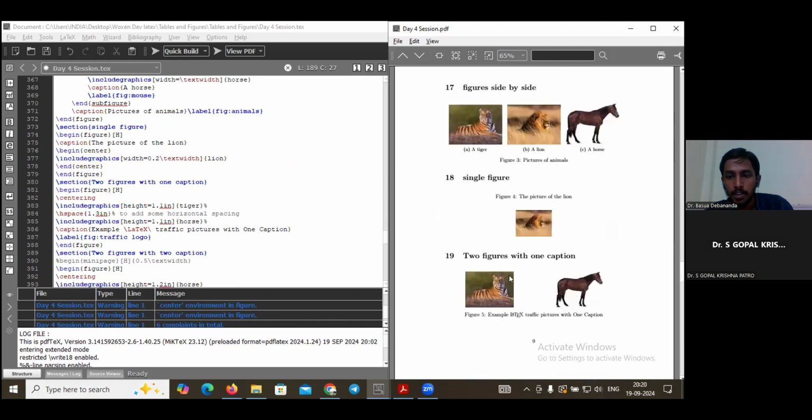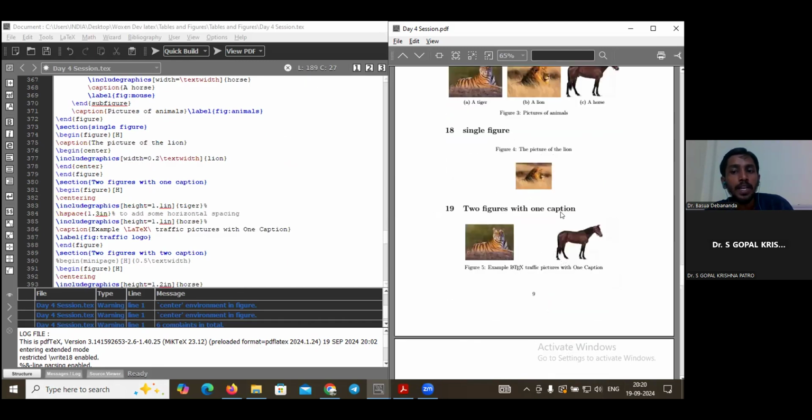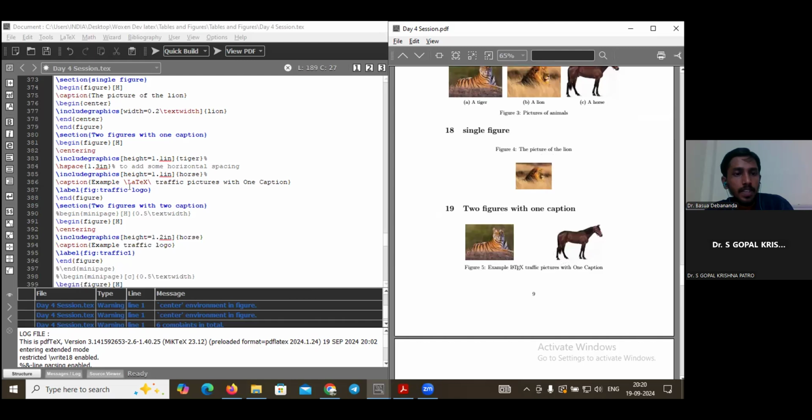Now this is two figures with one caption. I want this figure centered, \begin{figure} and \end{figure} are there. \includegraphics, tiger I have mentioned. I have given the space between these two figures. This is the horizontal space. Okay. \hspace means horizontal space. I need 1.3, whatever you need, you just mention that.